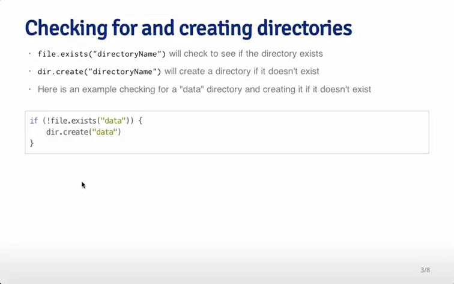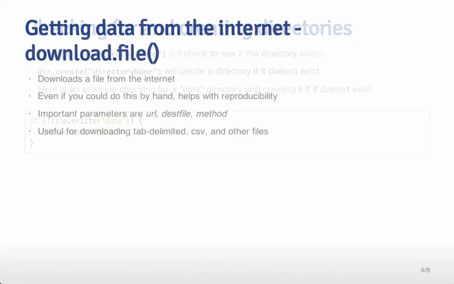Here's a little bit of code that checks to see if there's a data directory. If the data subdirectory exists, file.exists will return TRUE, and so this will be false and nothing will happen. If the data directory doesn't exist, this will return FALSE, and the exclamation point will negate it, so that will be TRUE, and then it will create a directory called data. You'll be seeing a command a lot like this throughout the lecture, where you create a data directory if it doesn't already exist.